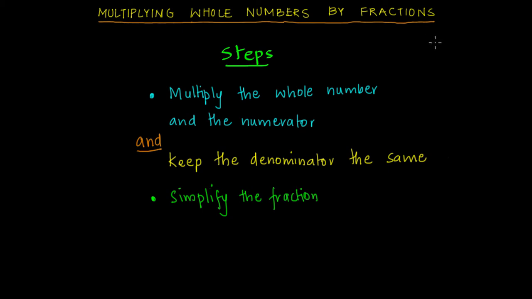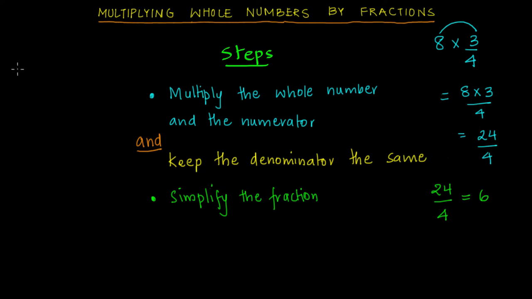So for example, if we were doing 8 times 3/4, you would multiply the whole number and the fraction. So 8 times 3/4 equals 8 times 3 over 4, which is equal to 24 fourths. And the next step is to then simplify the fraction. So 24 fourths equals 6 wholes.